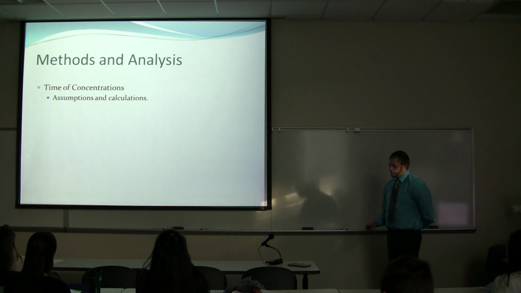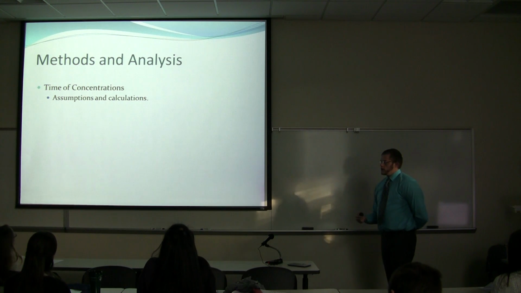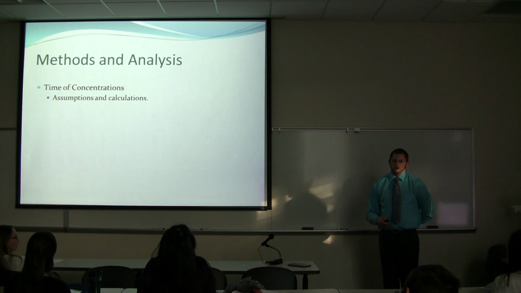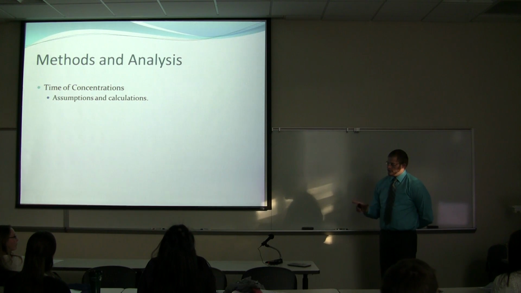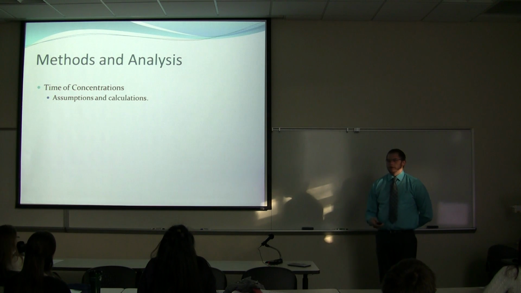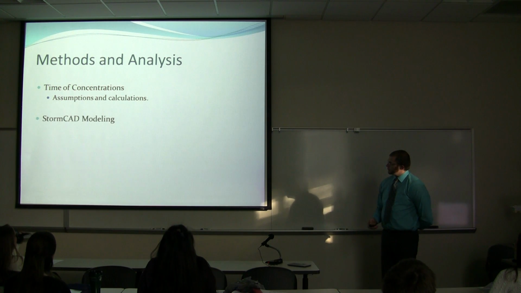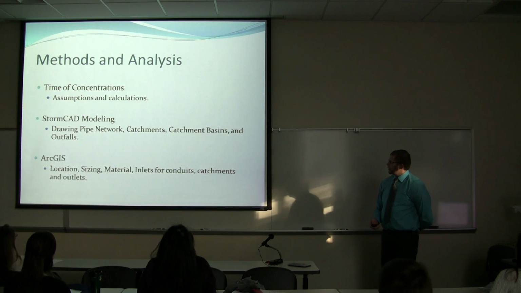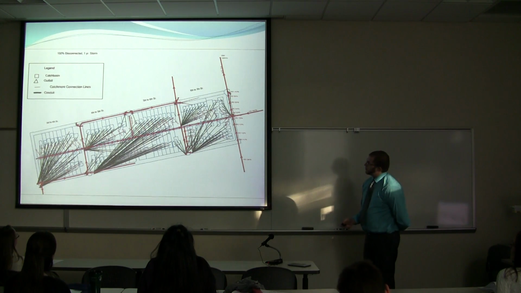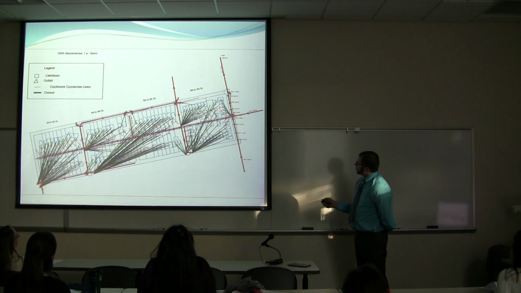For our times of concentration, when the roofs were not connected to the combined sewers, we used the FAA method with the C value and the furthest distance from the catch basin. And when it was connected, we used, for simplicity, 5 minutes. Dr. Wade already covered these quite well. This is a map of when it's 100% disconnected. As you can see, these houses no longer flow into their respective catch basins.